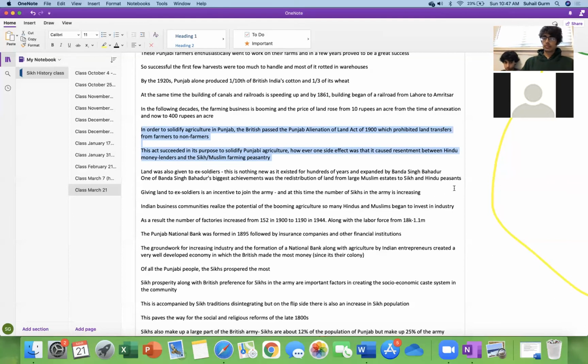And even more important from here is land, specifically farmland, was given to ex-soldiers. So anybody who served in the military under the British, after they were done with their service, would be given land. And this is nothing new. This practice has existed in India for hundreds of years, even back before Guru Nanak. But back then it was given only to military officers and things like that. Now it's given more to all the soldiers, and even that's still nothing new. That practice started more around the time of Banda Singh Bahadur.